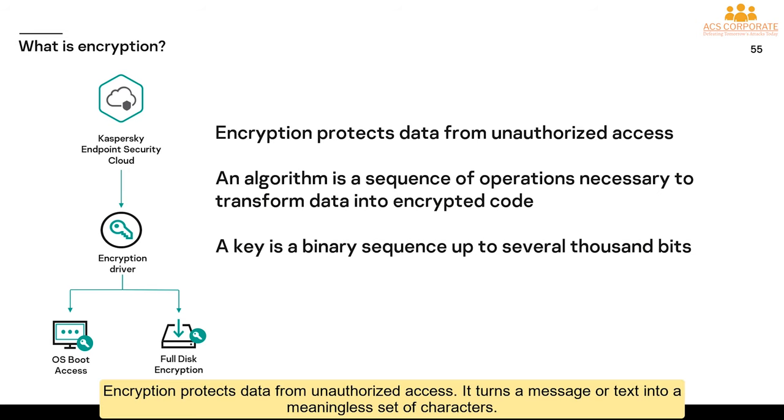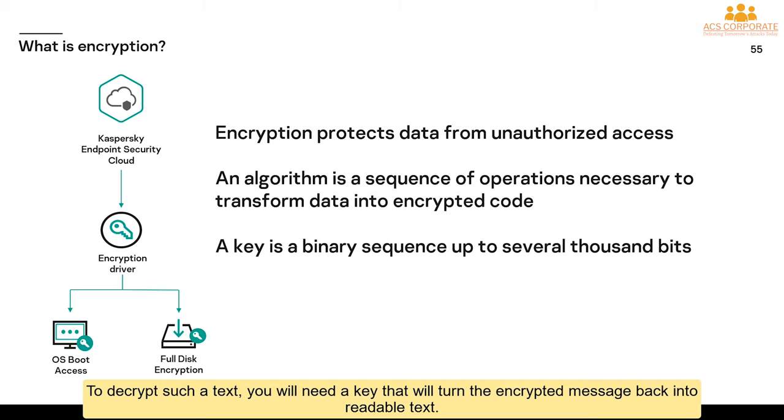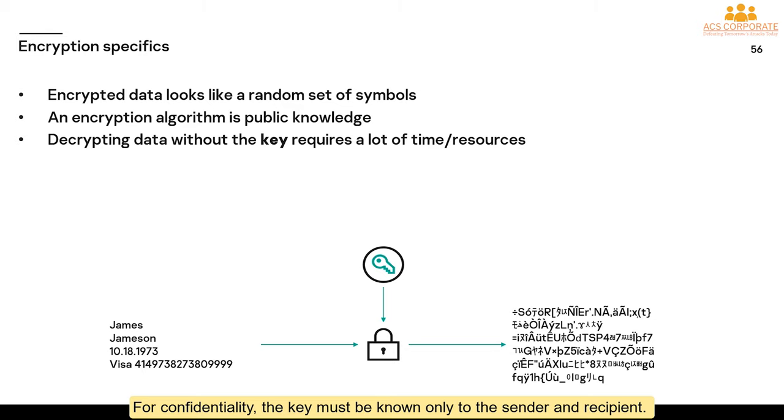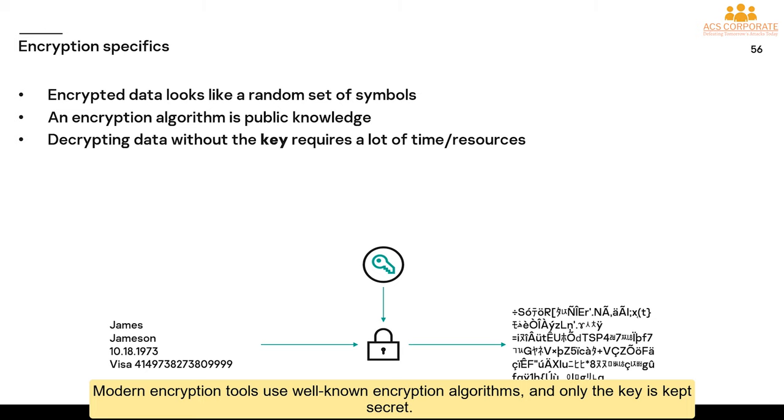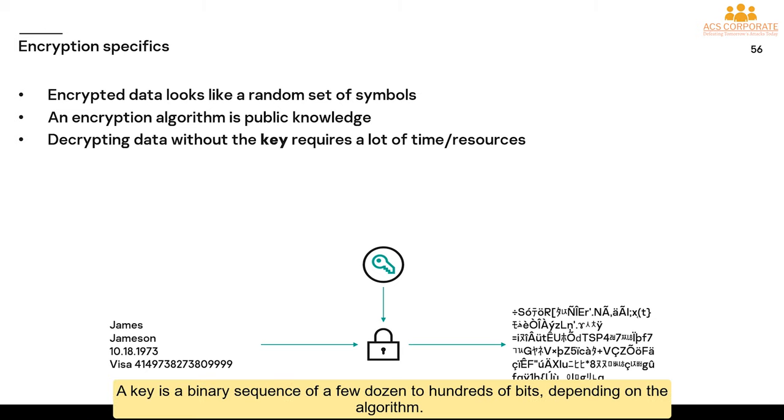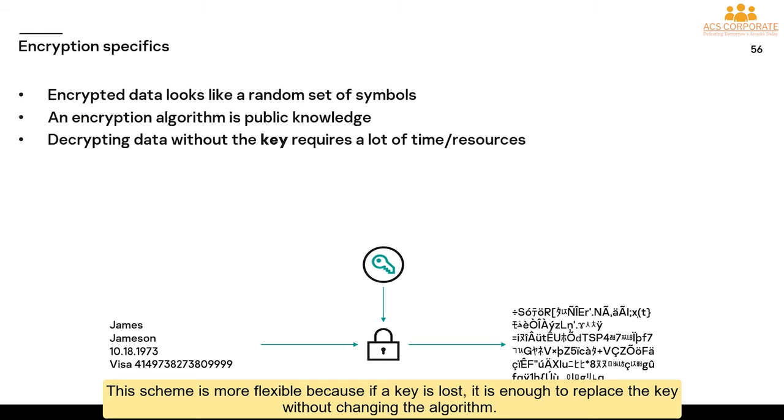Encryption protects data from unauthorized access. It turns a message or text into a meaningless set of characters. To decrypt such a text, you will need a key that will turn the encrypted message back into readable text. For confidentiality, the key must be known only to the sender and recipient. Modern encryption tools use well-known encryption algorithms, and only the key is kept secret. A key is a binary sequence of a few dozen to hundreds of bits, depending on the algorithm. This scheme is more flexible because if a key is lost, it is enough to replace the key without changing the algorithm.